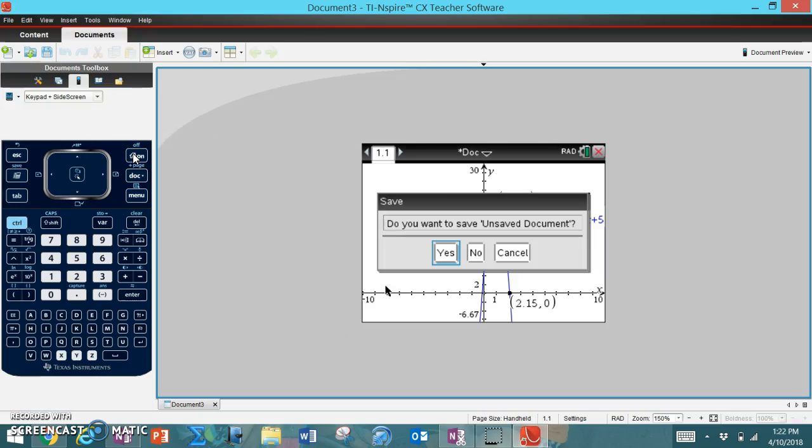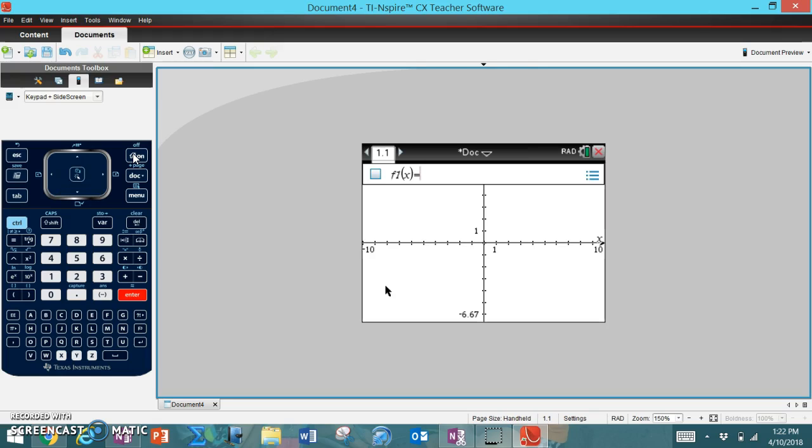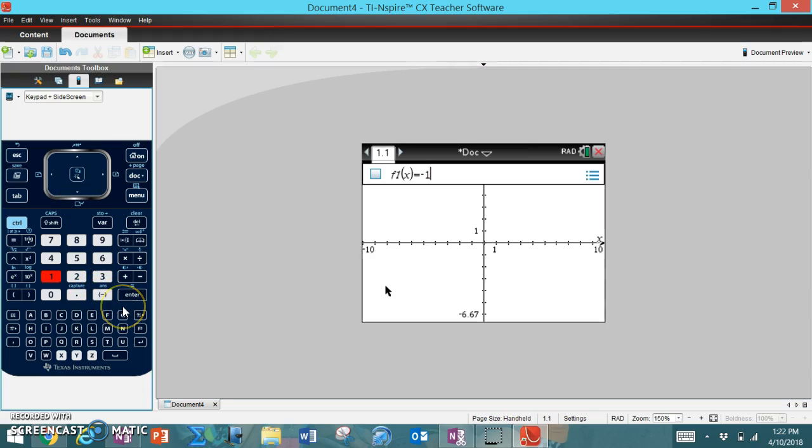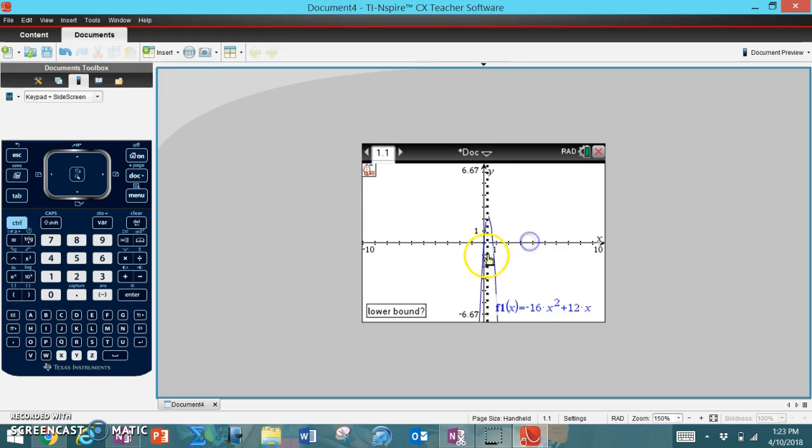So I'm going to go home, new document, no, I have graph, and this time I have negative 16x squared. And it's just plus 12t, so plus 12x, hit enter, and this time I can even see the whole thing. All I care about in this one is that maximum. Menu, analyze graph, maximum, click to the left, click to the right. So we can see that it's actually at 2.25 feet.